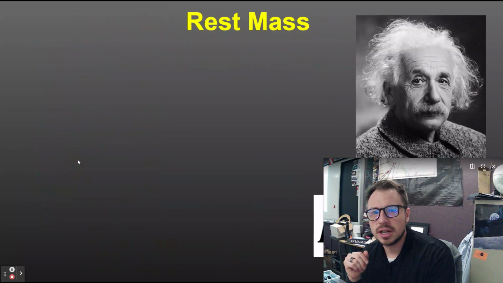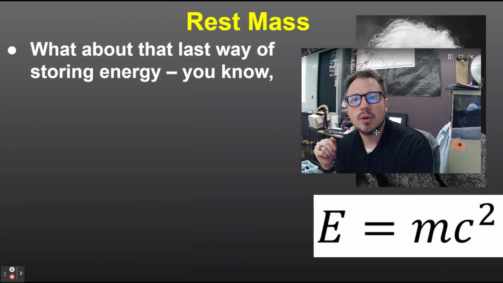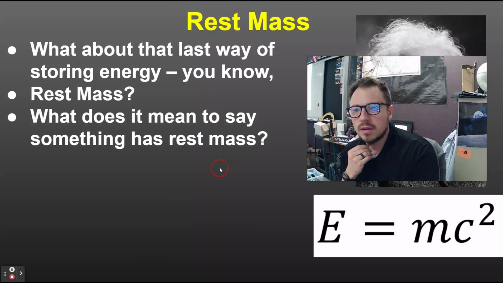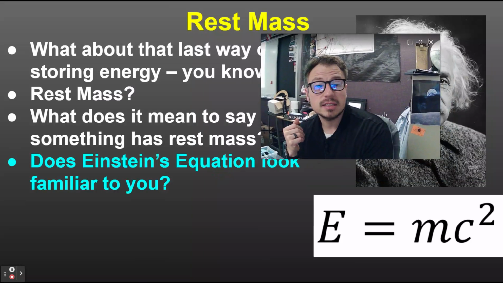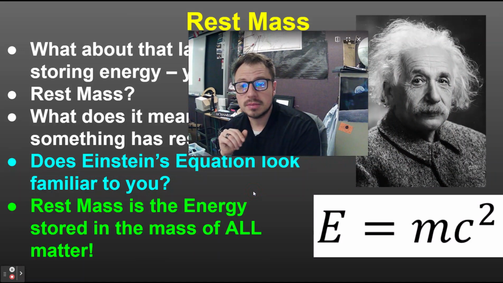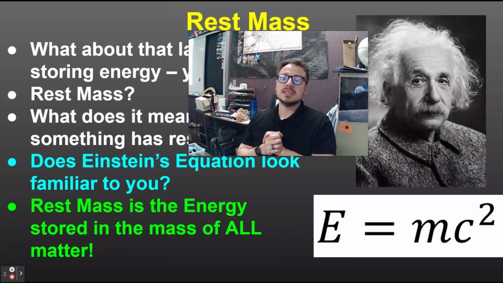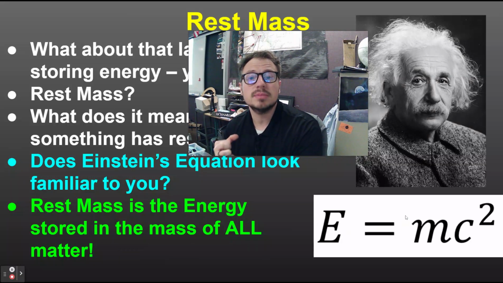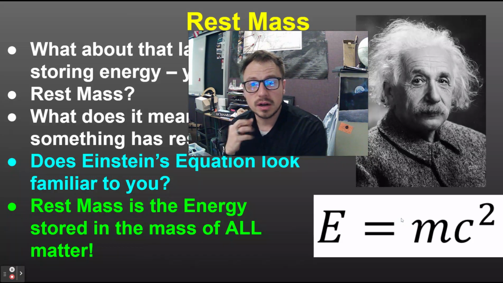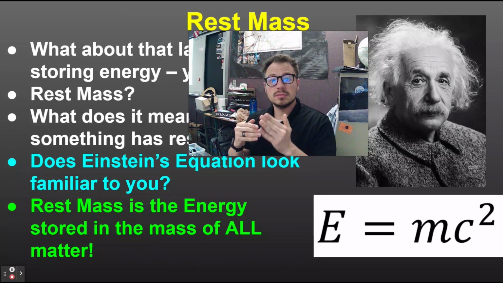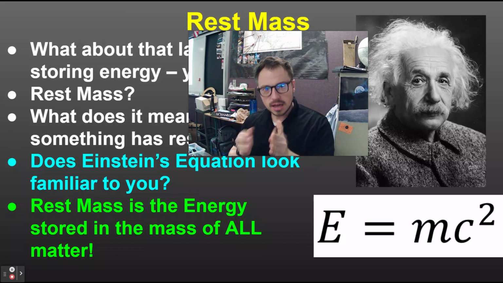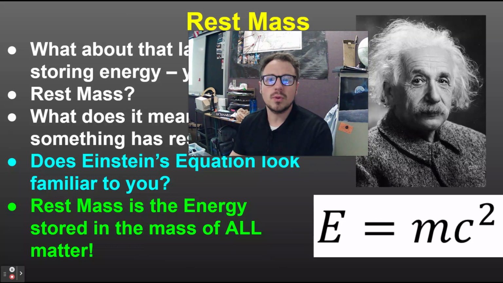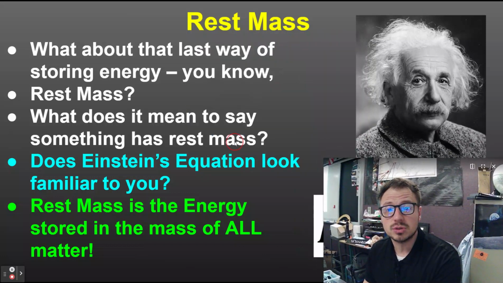So how does the sun keep generating its energy? That brings us to rest mass. The last way of storing energy is rest mass. You probably recognize Einstein's famous equation, E equals mc squared. Rest mass is the energy stored in the mass of all matter. So energy equals the mass of an object times the speed of light squared. Essentially, matter is energy, or mass is energy. You can go back and forth between those two, and there's a lot of energy stored in mass.